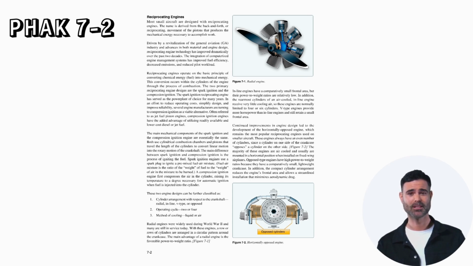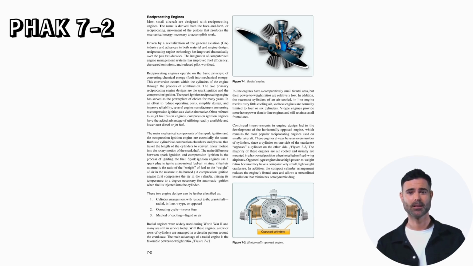These 2 engine designs can be further classified as: 1. Cylinder arrangement with respect to the crankshaft: radial, inline, V-type, or opposed. 2. Operating cycle: 2 or 4. 3. Method of cooling: liquid or air. Radial engines were widely used during World War II, and many are still in service today.